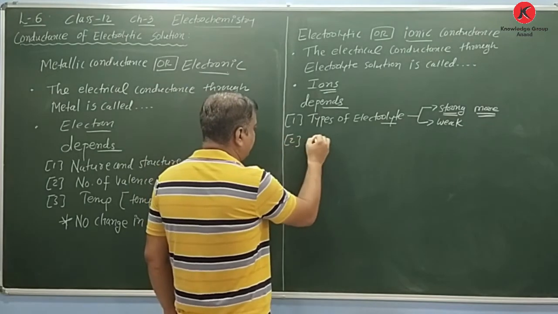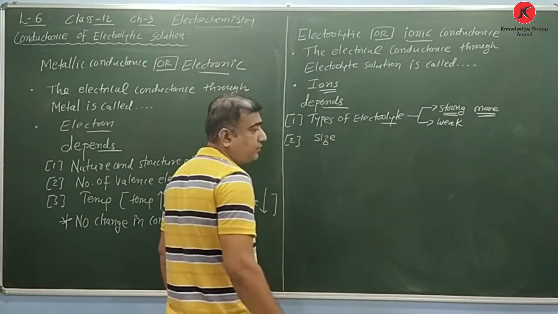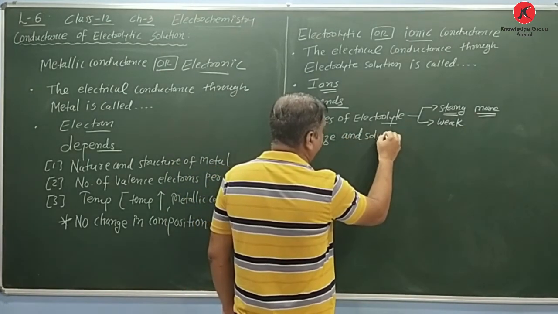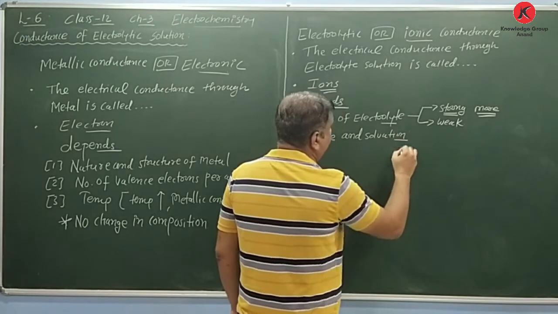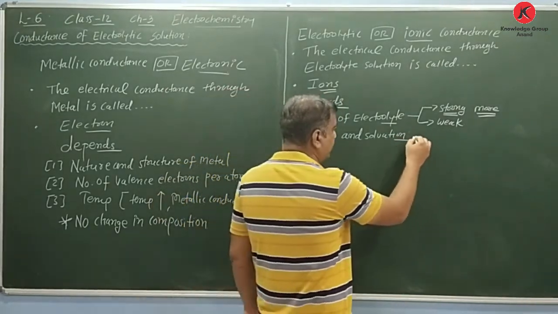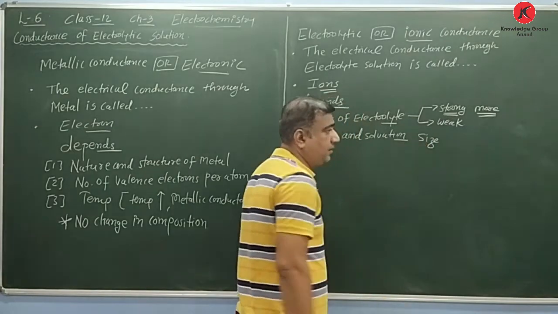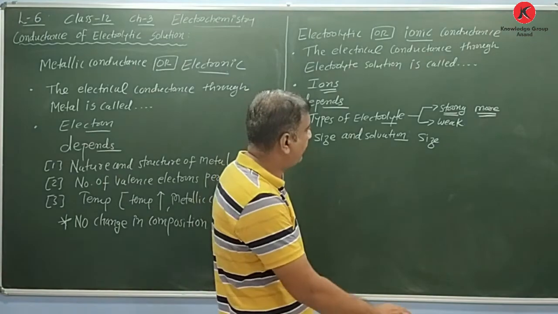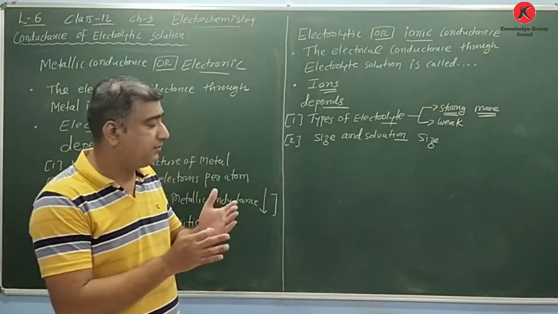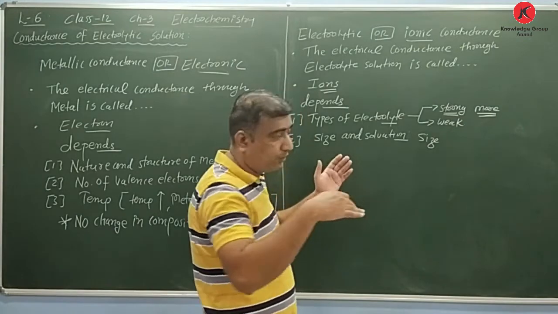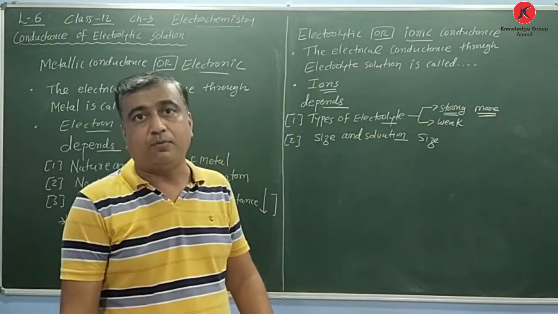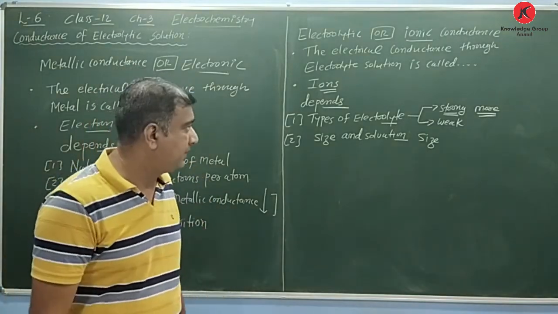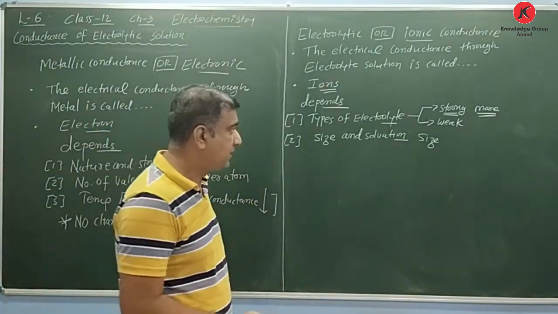Now the second factor is the size of ion and the solvation factor. So remember size. The smaller the size, then what happens? When the size is smaller, more solvation takes place. And the more solvation takes place, that means the conductance decreases.